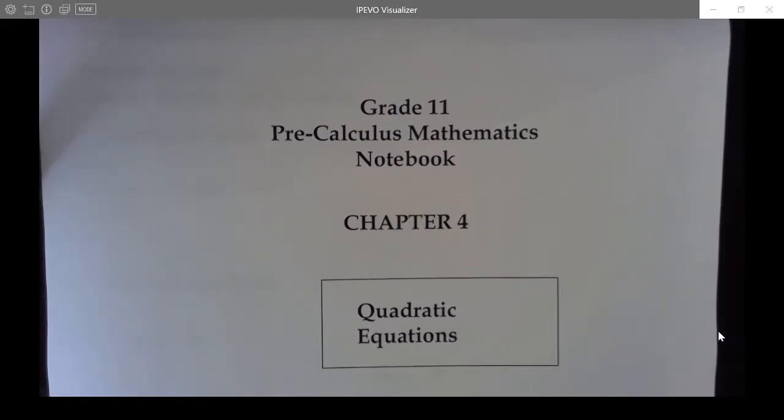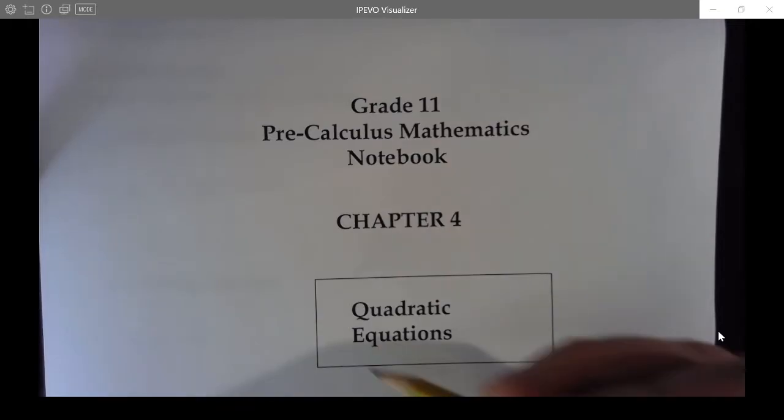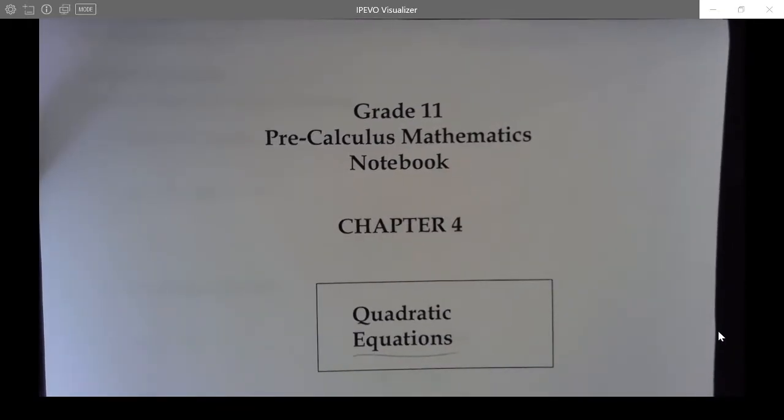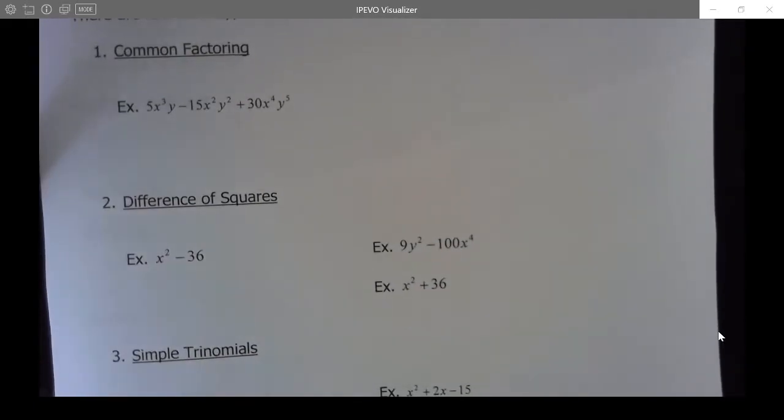We're going to start today into Chapter 4, and this is going to be a very easy start for most of you because we're starting this chapter with something that we've already covered really twice this course, which is factoring. But specifically, we're going to be using factoring to solve quadratic equations. So let's start out with just a very quick factoring review.